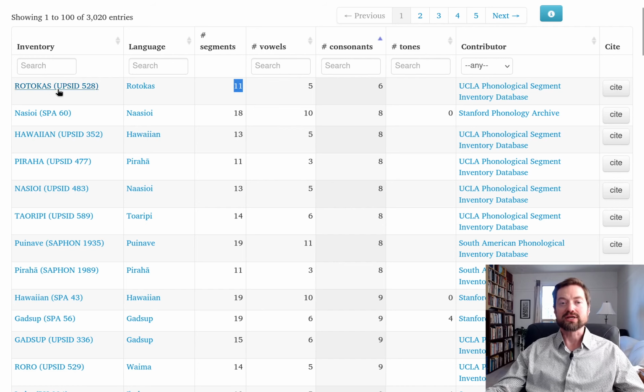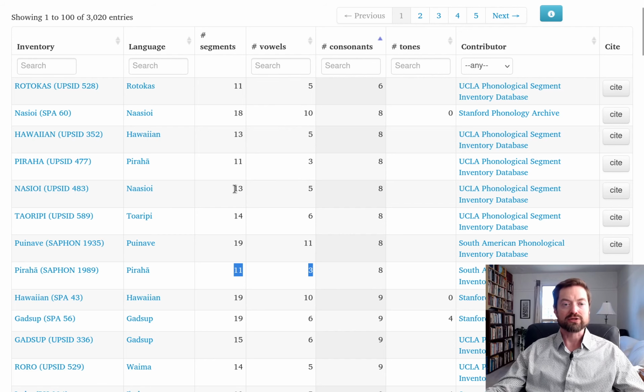This prize is actually shared. This is the language Rotokas, and this prize is shared because there's another language called Piraha that has 8 consonants, but it has only 3 vowels. So that leads to the total of 11. You can see it repeated here. There's another inventory of the same language, Piraha, that comes up with the same count.